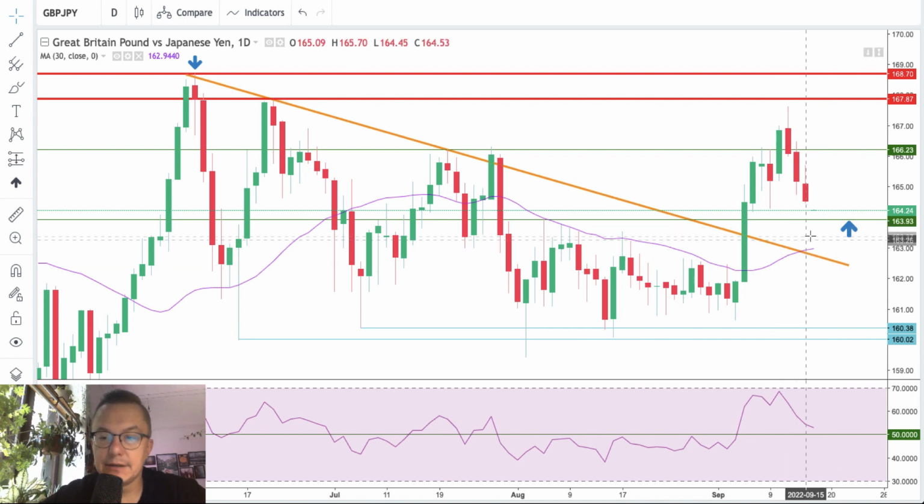156.93, then the dynamic support is trend line and the moving average, and then there is nothing until 160.38. So the outlook remains bearish, and the momentum aggressively reversing towards the level of 50. So the 50 will be around the neutral. The neutral level of 50 will be around the 163.93, which is again a very important level on the daily basis.